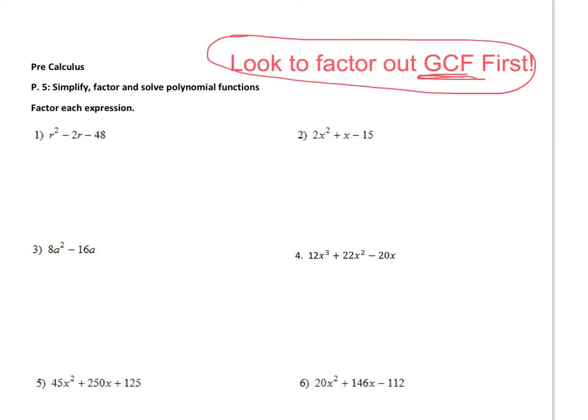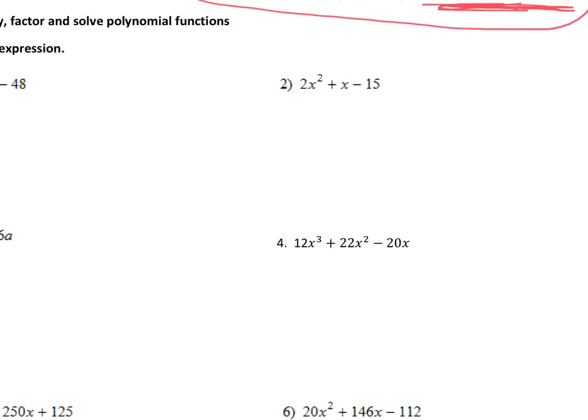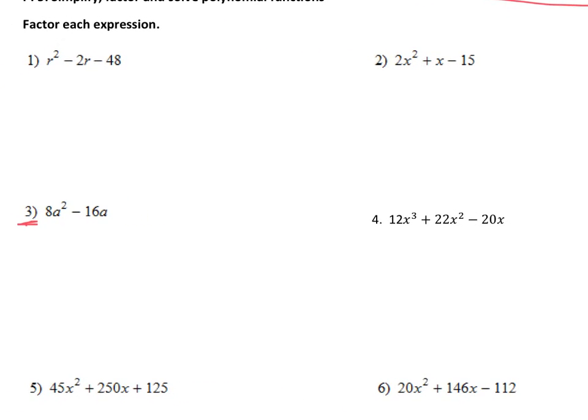In this video, I'm going to start with number 3 first, just because I want to piggyback on this idea of picking out a greatest common factor. So if I look at number 3, if I want to simplify or factor the expression, I look at the two terms. I have 8a squared and negative 16a. The greatest common factor for these would be 8a.